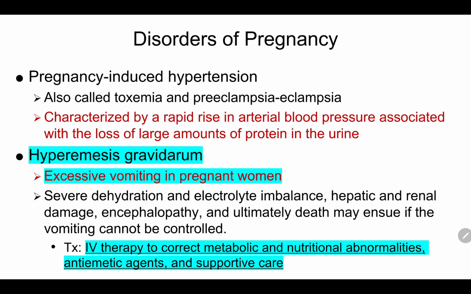Hyperemesis gravidarum is going to be characterized by excessive vomiting in pregnant women. And so what would be the therapy? IV treatment, or IV therapy.